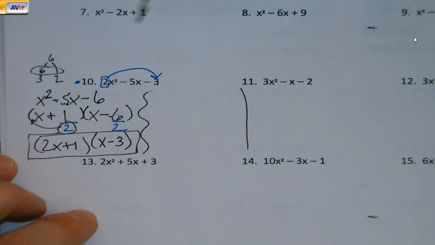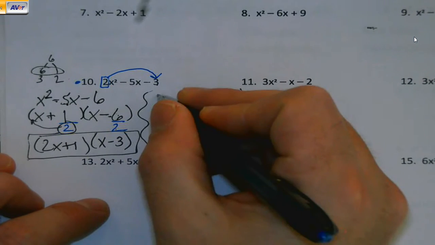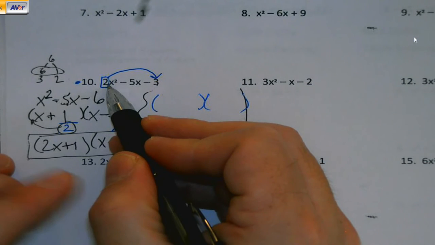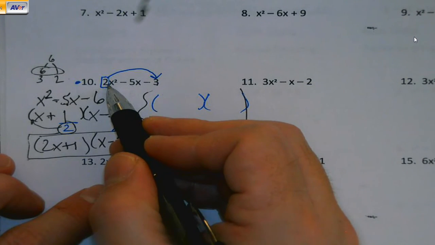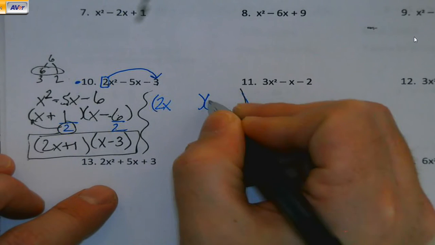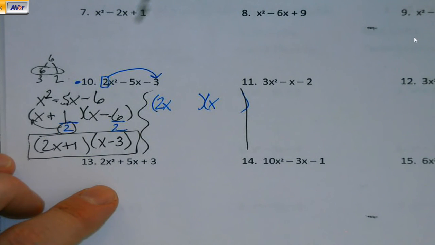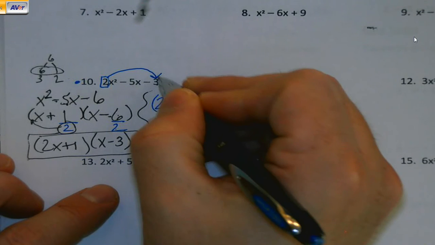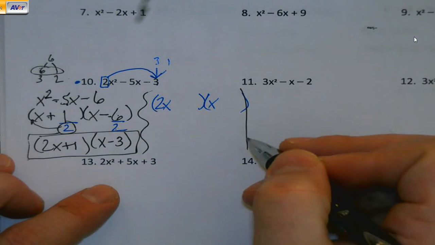Otherwise, my other option when I'm doing this is to do more of what we'd call a guess and check. Now, the nice thing on a problem like this is that if I just went straight that direction, I'd say, okay, what do I multiply to get 2x squared? Well, I only have one option: 2x and x. There's no other way to multiply to get 2. And then I look at the 3. Well, how many ways can I get 3? Well, not many. 3 and 1.